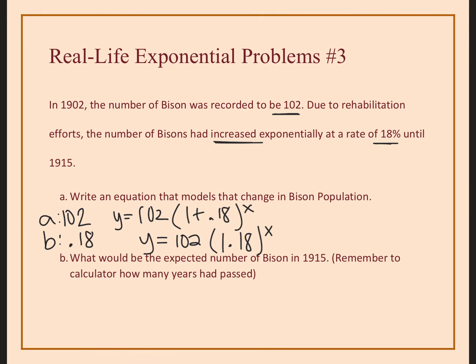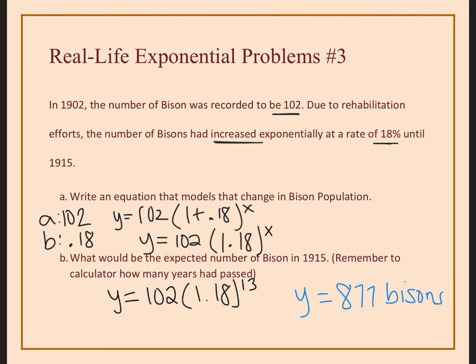Now, what would be the expected number of bison in 1915? Well, how many years had passed? Between 1902 and 1915, 13 years had passed. So when you plug this into your calculator, you get that the bison had increased from 102 to about 877. Now, because we're dealing with an animal here, we cannot have a fraction of an animal. We cannot have a decimal of an animal. We're just going to say that there is about 877 bison.